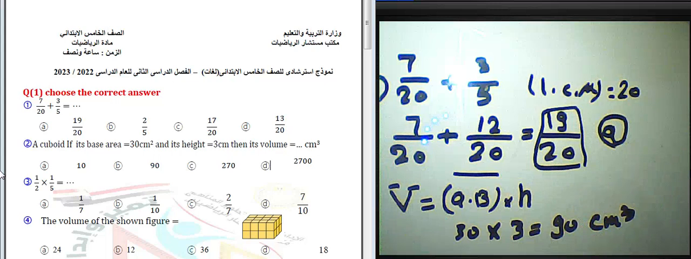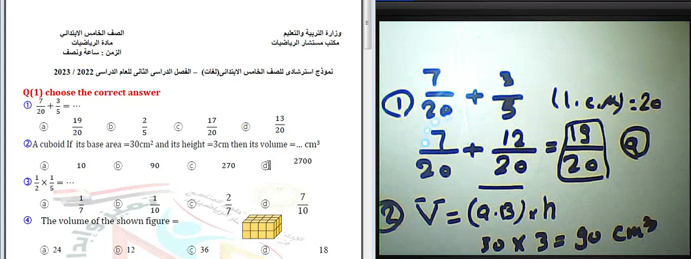Question number 2. A cuboid, if its base area is 30 square centimeters and its height equals 3 centimeters, its volume equals. We know the volume of a cuboid. If you want to find the volume of a cuboid, you must multiply the area of the base by the height. It's a rule for the volume of a cuboid. Area of the base multiplied by height.